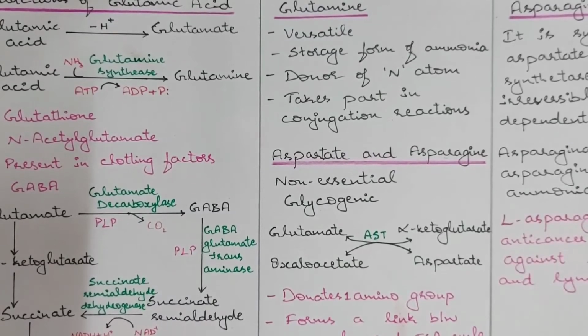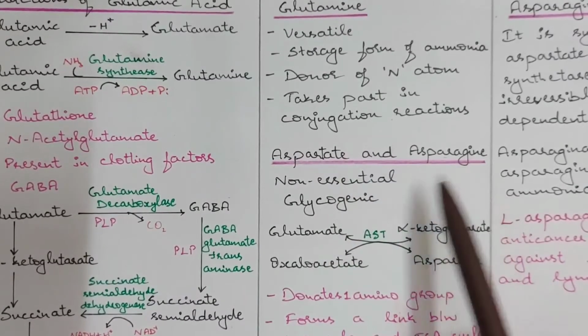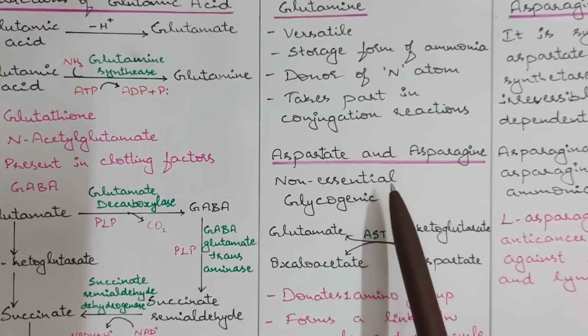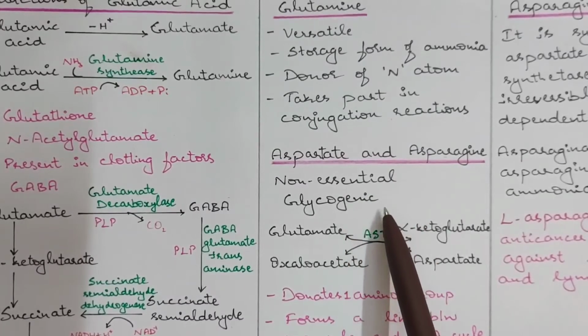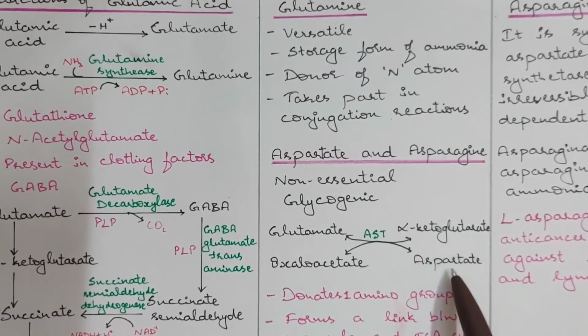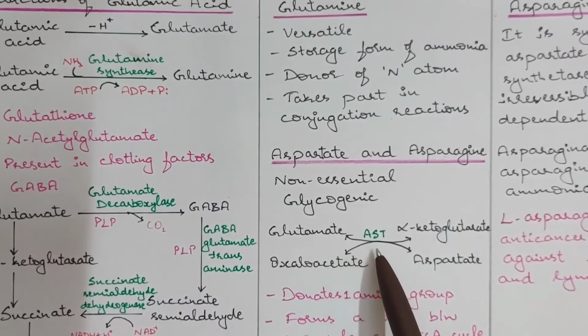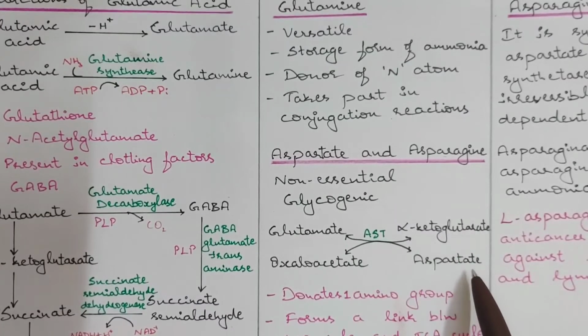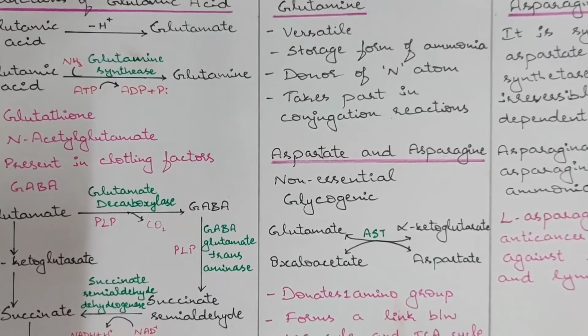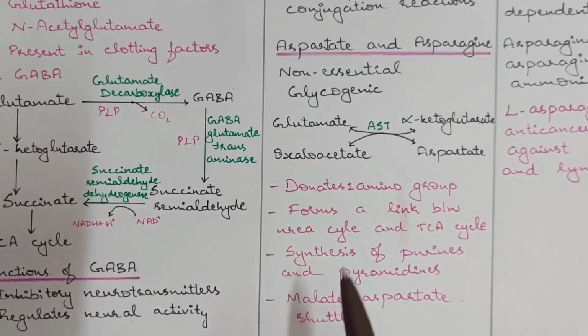Now we shall study about aspartate and asparagine. Both these amino acids are non-essential and glycogenic in nature. Aspartate is formed from oxaloacetate by a transamination reaction in presence of AST, that is aspartate transaminase. Aspartate has certain important functions, namely it donates one amino group for the synthesis of urea, and aspartate forms a link between the urea cycle and TCA cycle.